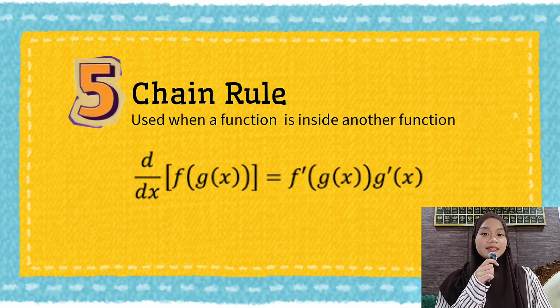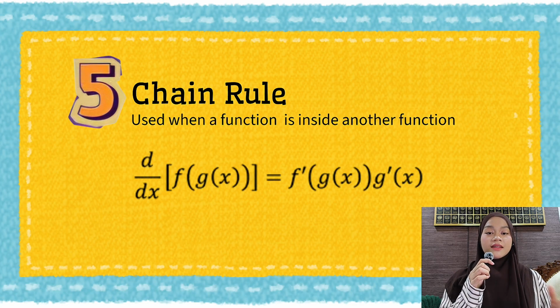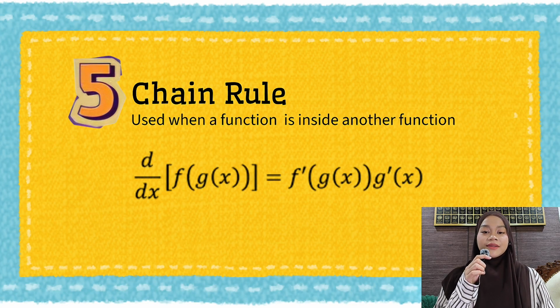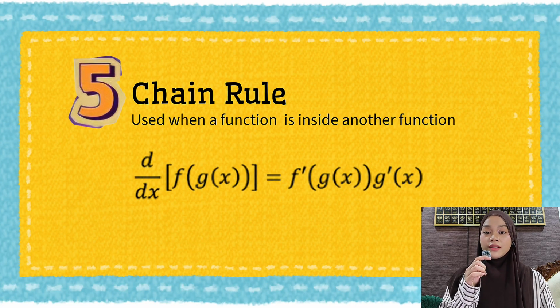The fifth technique is chain rule. So chain rule is used when a function is inside another function. For example here, g(x) is inside the function f(x). So using the chain rule, we have to differentiate the outer part first. So differentiate the function f, and then second, we differentiate the inner part, which is g(x). So when you differentiate, you will get f prime g(x) times g prime x.